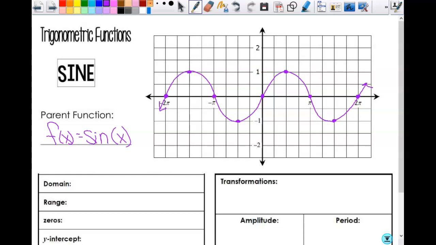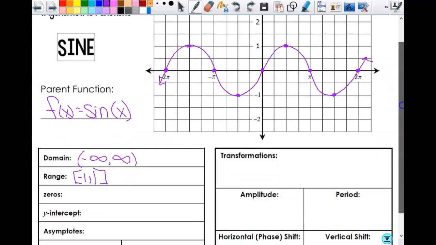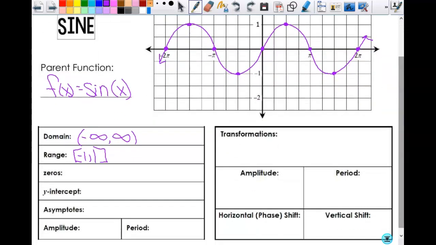So our domain of the parent function, what's the actual domain? Negative infinity to infinity, right? What's the range? Negative 1 to 1. Okay. Zeros. All right, well, how many zeros do I have? An infinite amount, because it keeps going, right? So this graph's going to keep going, and it's going to intersect that axis an infinite amount of times. Make sense?